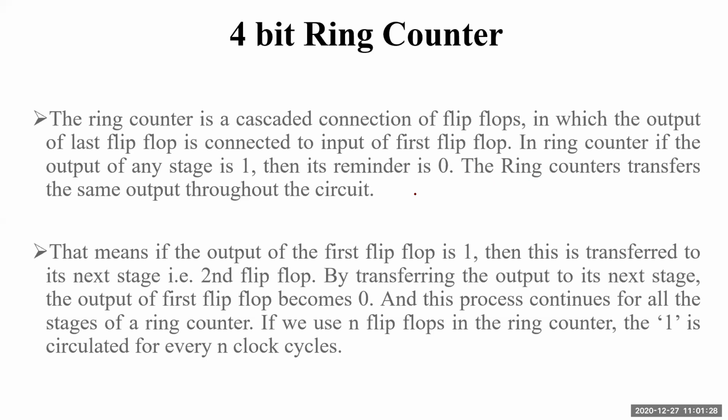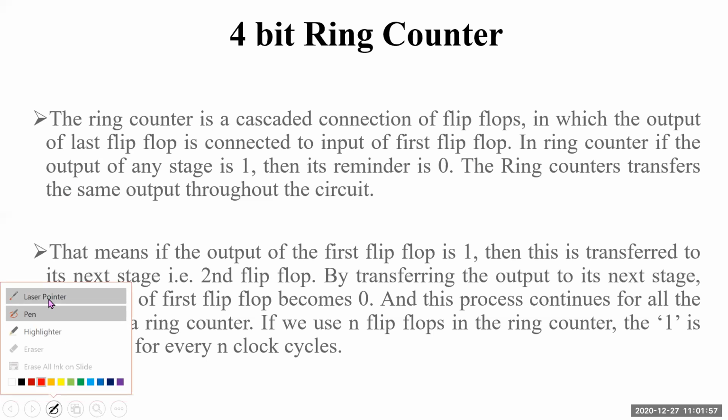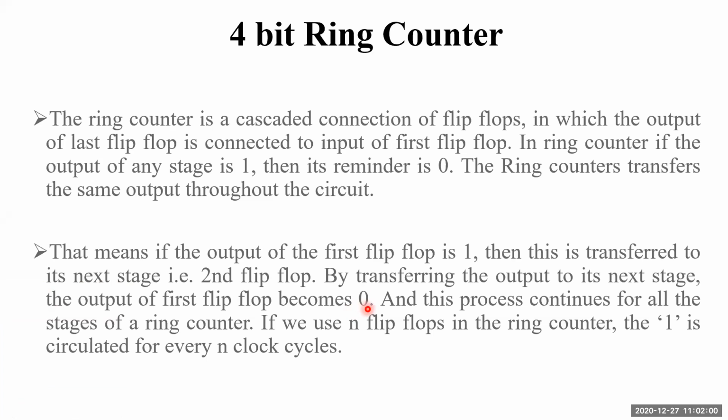That means that if the output of the first flip-flop is 1, then this is transferred to the next stage, that is, to the second flip-flop. The same 1 is transferred to the second flip-flop. By transferring the output to its next stage, the output of the first flip-flop becomes 0. It means that now the particular output has been shifted from one slot of the counting element to another counting element. So now whenever the output of the first flip-flop is 1 and it is transferred to the second flip-flop, the first flip-flop's output is going to become 0 because the 1 is shifted to the next level. And this process continues for all the stages of the ring counter.